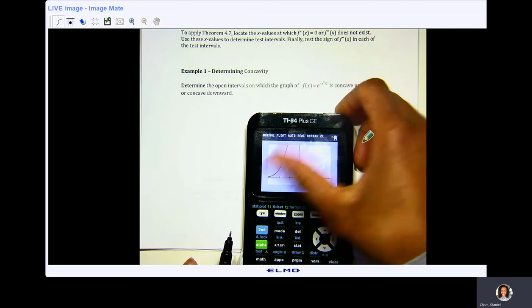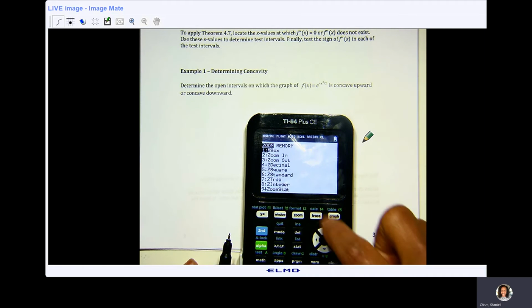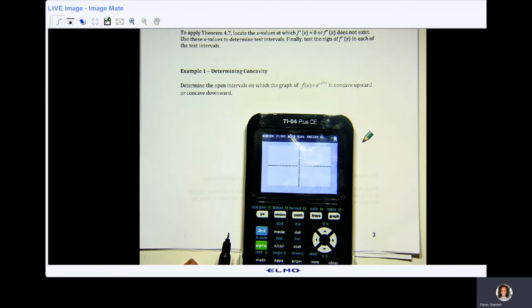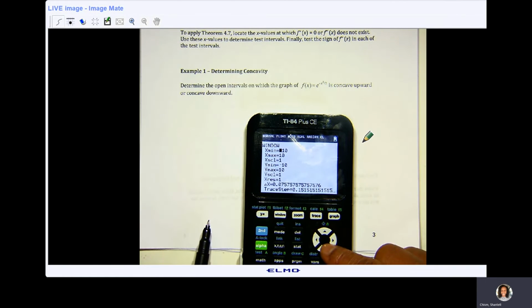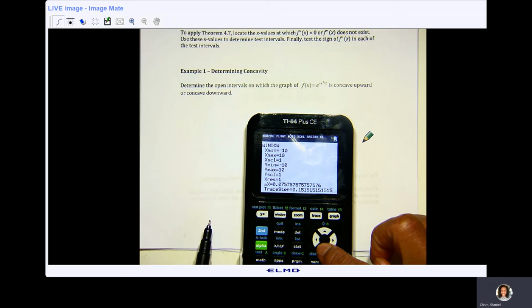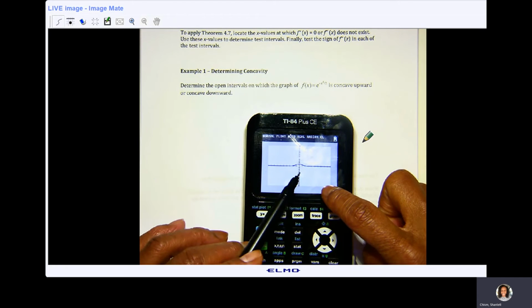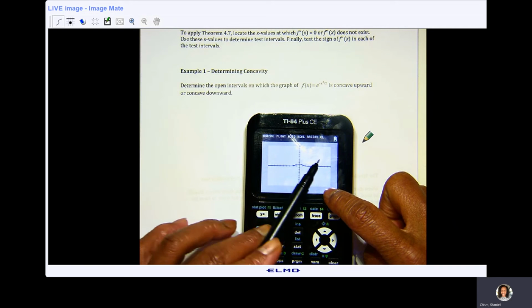Hopefully I can get a decent picture. I definitely have to zoom out, so let's go zoom and standard. And that's an okay graph. I could have adjusted the window instead of the standard 10 by 10. I don't have to have negative 10 on y min, because the graph is not anywhere down there. It's mainly up here in the top two quadrants.